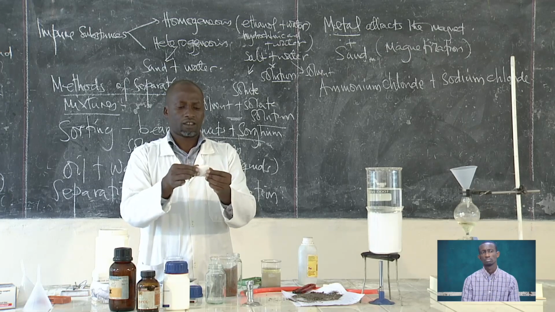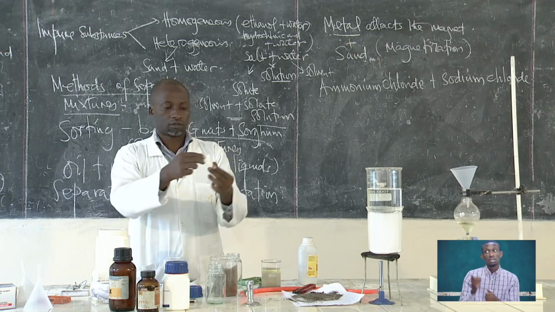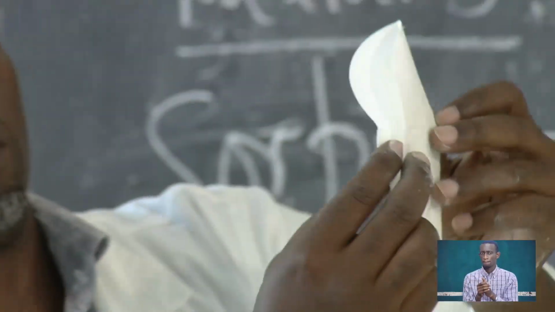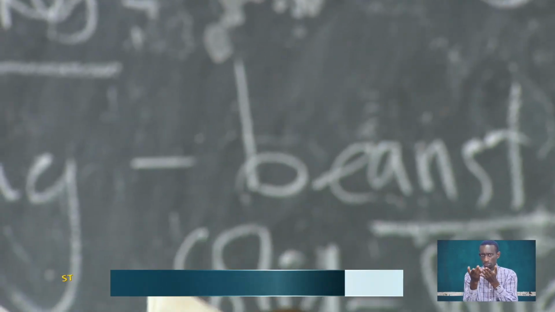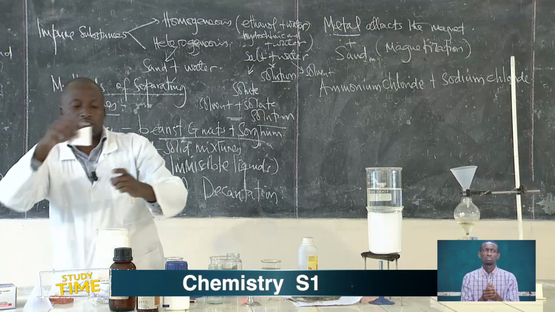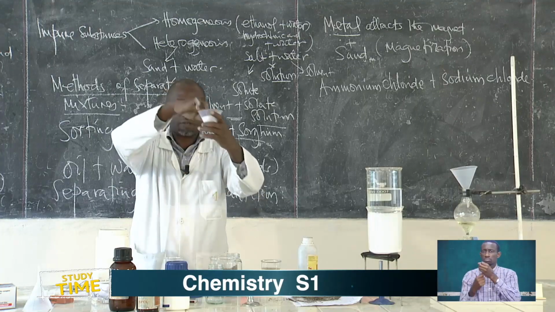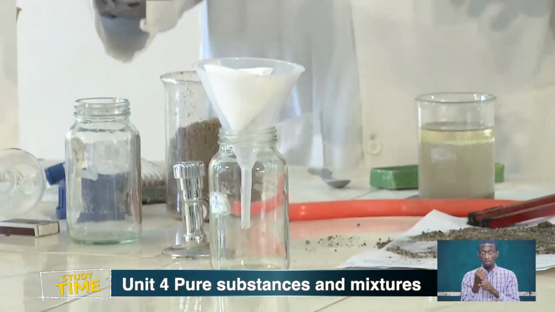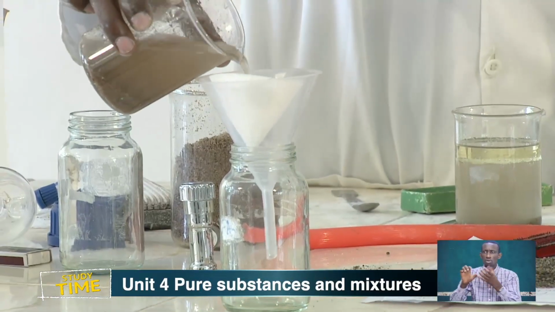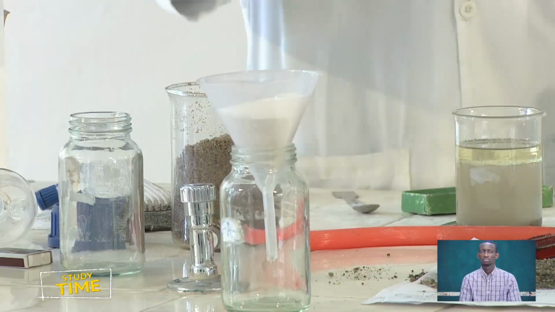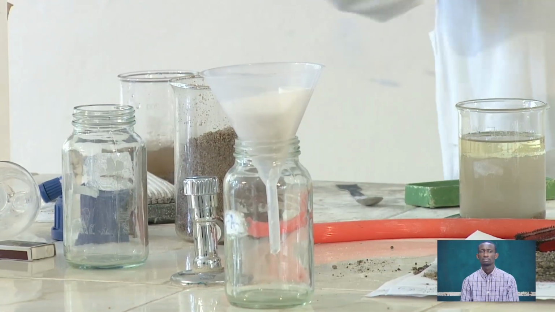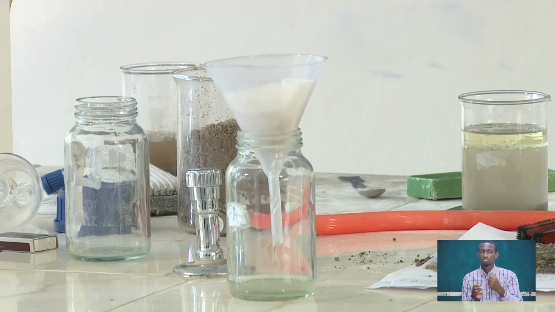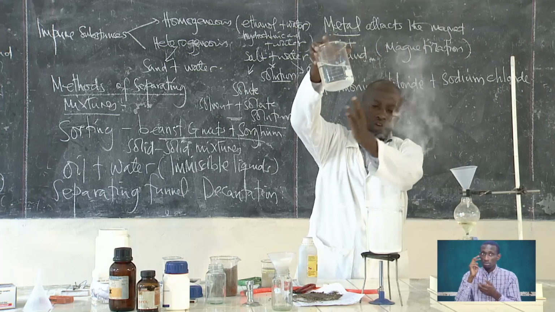This is a filter paper. You fold the filter paper into quarters, like this, and then put it in the filter funnel. This is a filter funnel. And then you put in your mixture of sand and water. It will go slowly, and then the water goes down there. It will be clear.